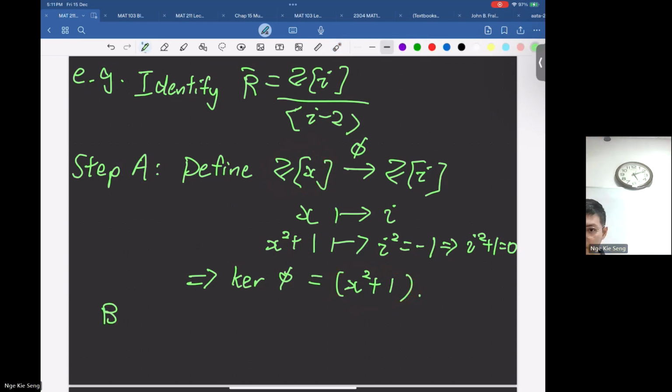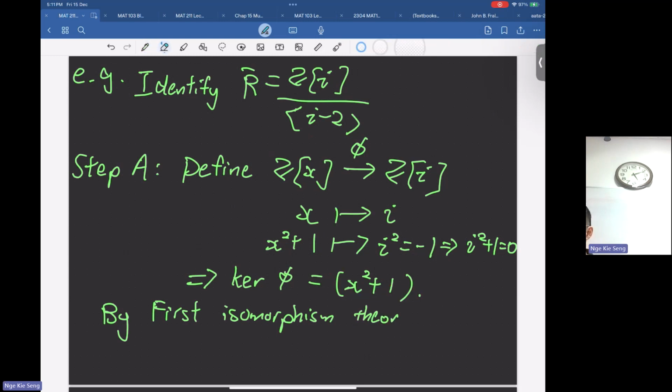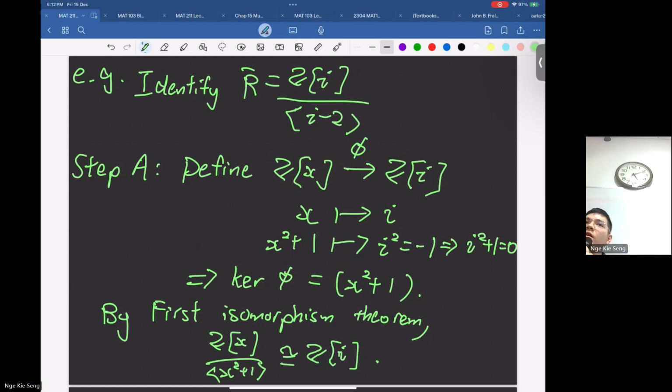So the first isomorphism theorem tells you what? Is this a surjective map? Yes, because I already told you where the generator i goes; the pre-image of i is x, and the coefficients just get fixed. So Z[x] quotient by this kernel is Z[i].